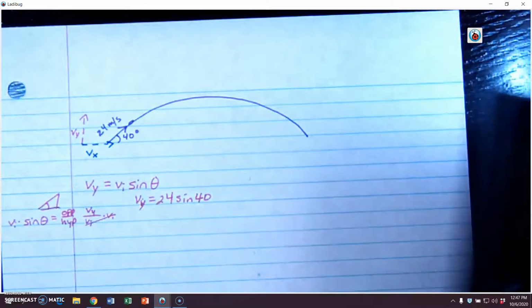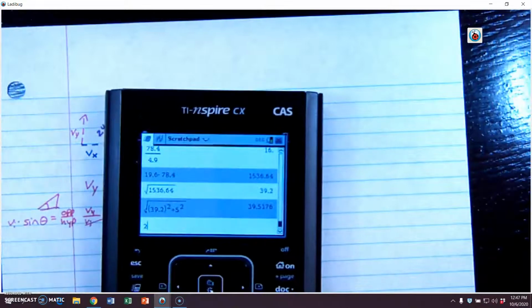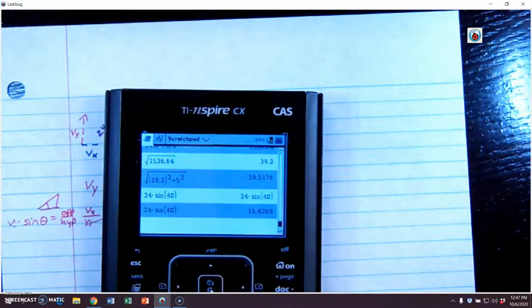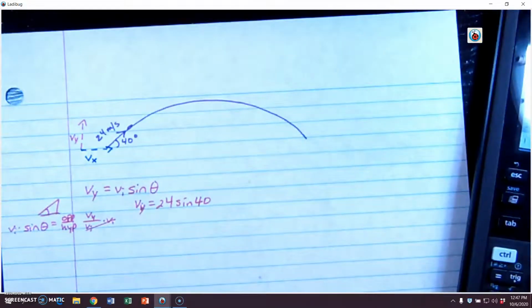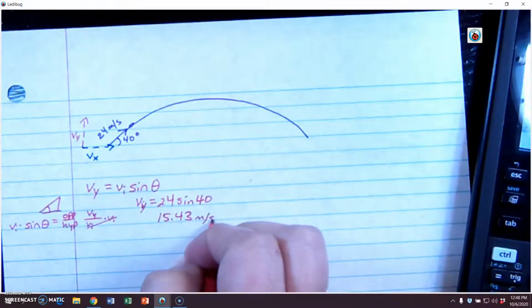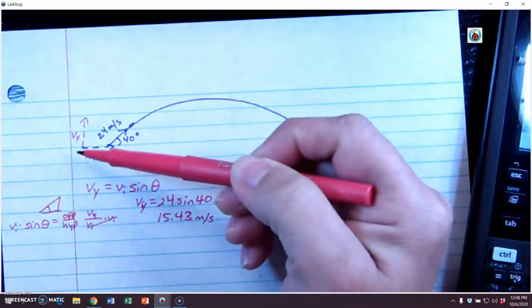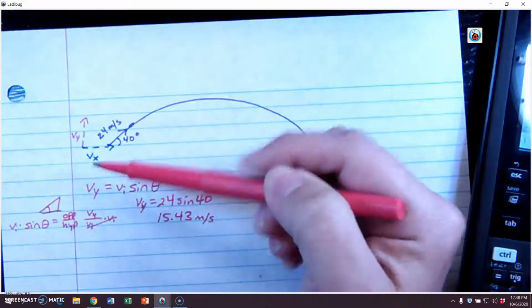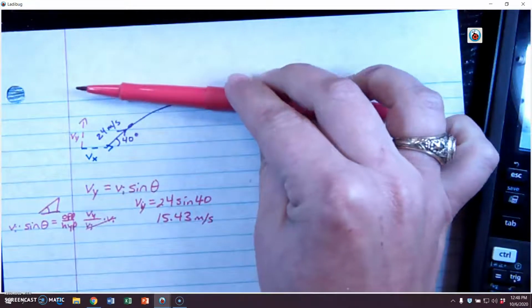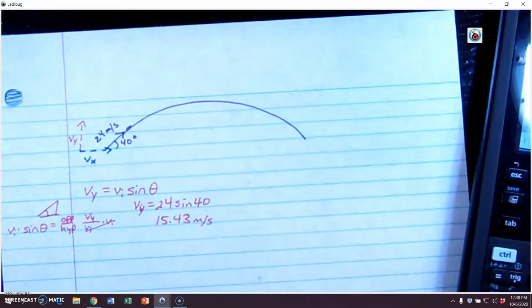Okay, so I'm going to take that and put in 24 times the sine of 40, and I get 15.43 meters per second, which is how fast it starts rising in the air. Once I let go of it and I start throwing it at this angle, it starts rising in the air at 15.43 meters per second.